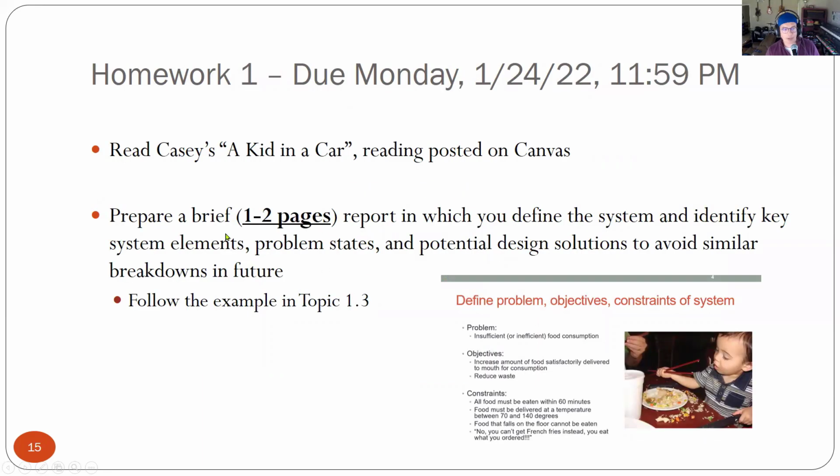I always do. And then we'll have a 1 to 2 page report where you're going to define the problem in a human system sort of structure. This is a slide from the next lecture, and this is an example that I hope you can use to work through the analysis of this A Kid in a Car story. Okay, so that's coming next, 1.3.